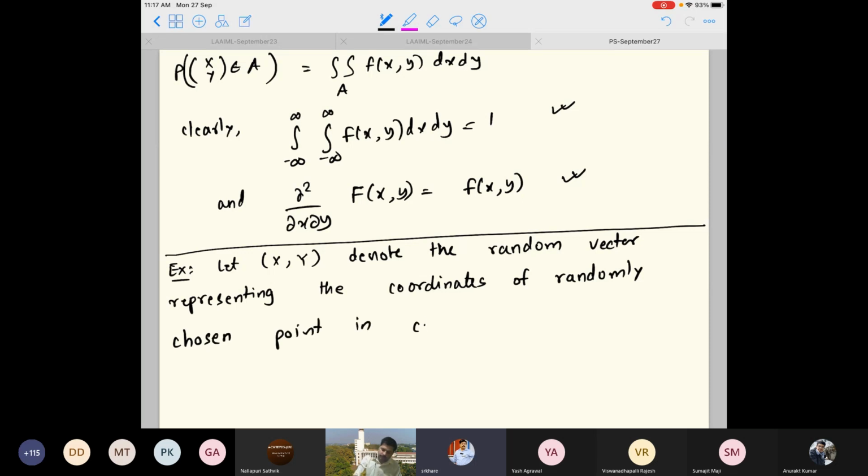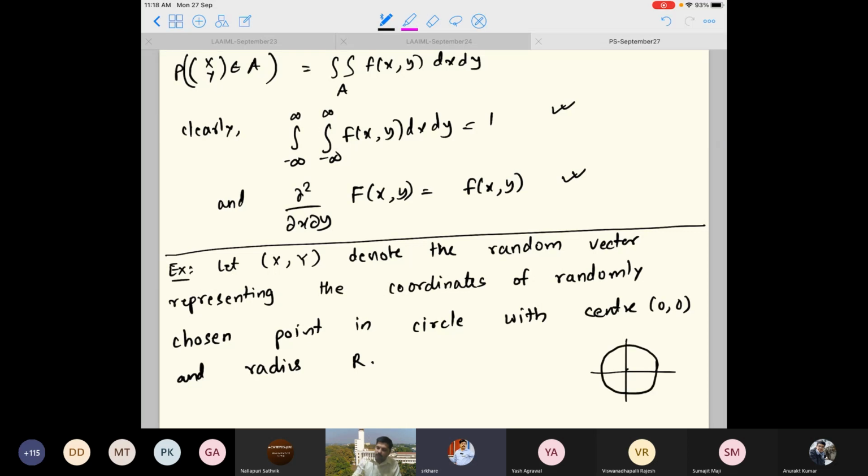In the circle with center at 0, 0 origin and radius r. Okay. So what is happening? You have this center at origin and radius r circle. So this is the circle that you are talking of.